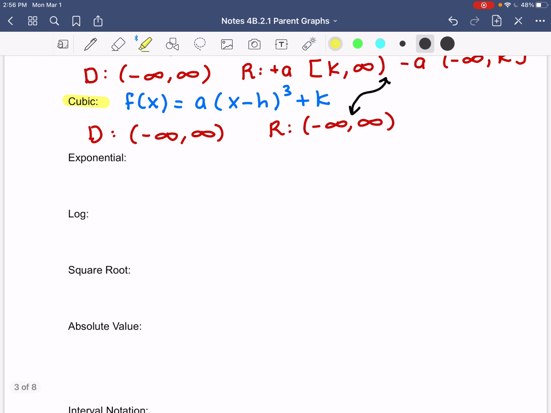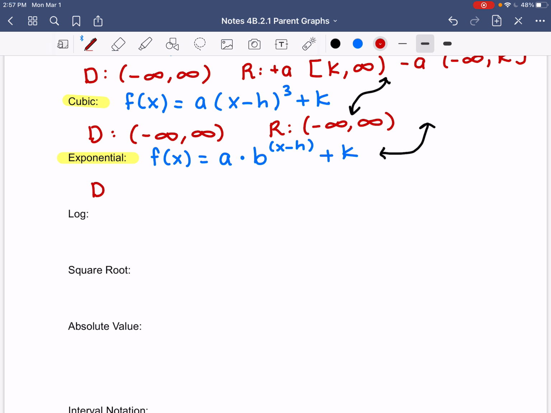All right, next one is exponential. So the exponential function, the equation's going to look like f of x equals a times b to the power of x minus h. They might not put parentheses around it, plus k. An exponential function, if it's a growth function, is going to look like it's kind of flat, and then all of a sudden it's going to curve and kind of go upwards. The domain for an exponential function is just all real numbers. You can plug in whatever x values you want.